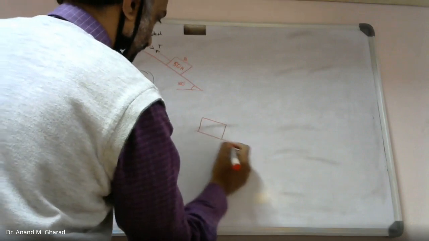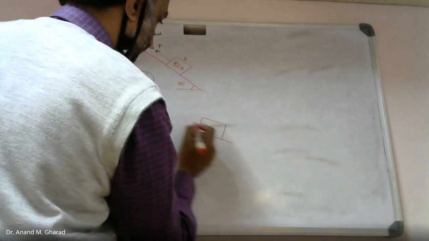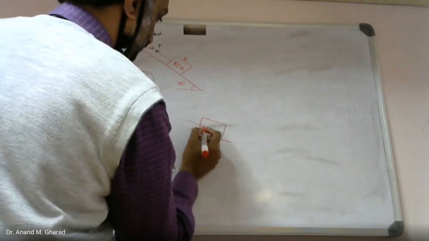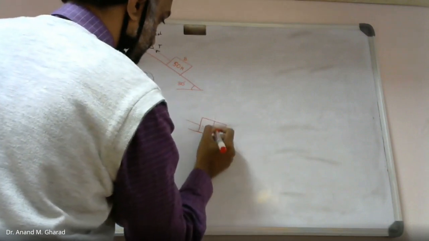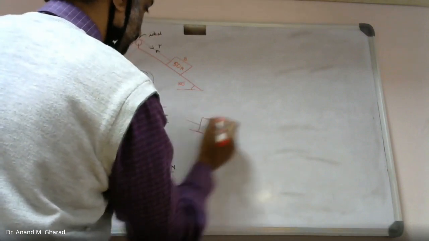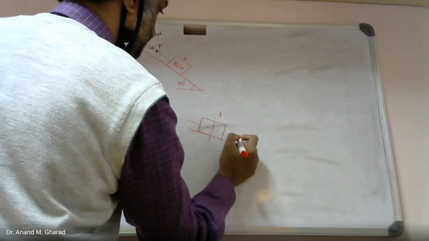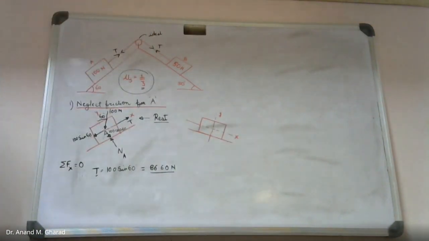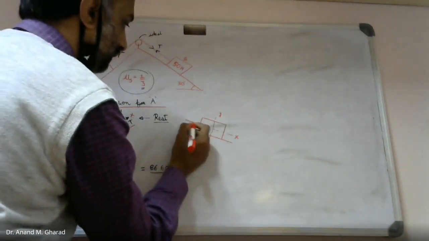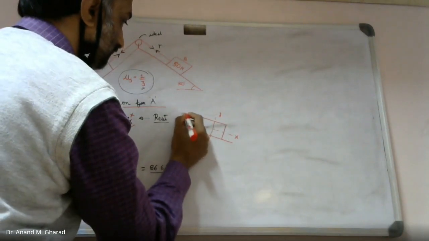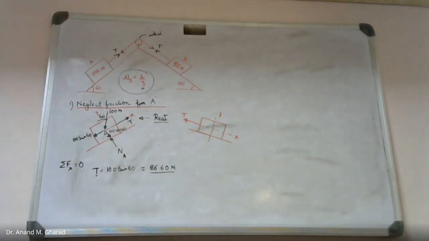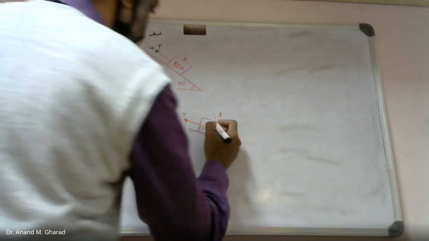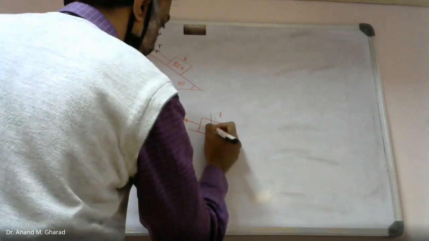So for block B, this will be the free body diagram. Again, I am assuming this to be the axis. This is the y-axis, this is the x-axis, right? This will be the tension force. What is the weight of block B? It is 50 Newton.